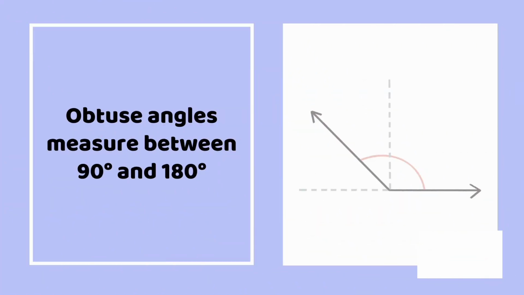Now the third type of angle is the obtuse angle. Obtuse angles are those angles whose measurement is between 90 to 180. That is, its measure is greater than 90 but less than 180 degree. For example, 120 degree, 105 degree, or such types of angles which are between 90 to 180 are called obtuse angles.